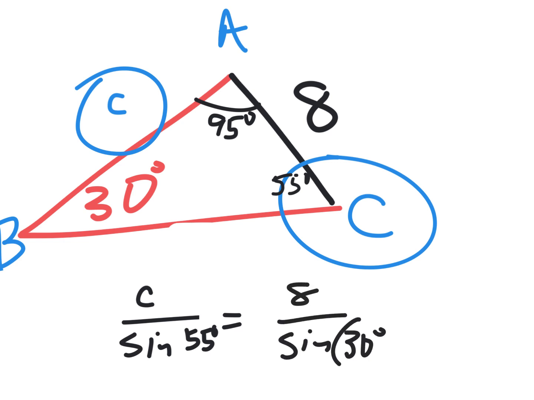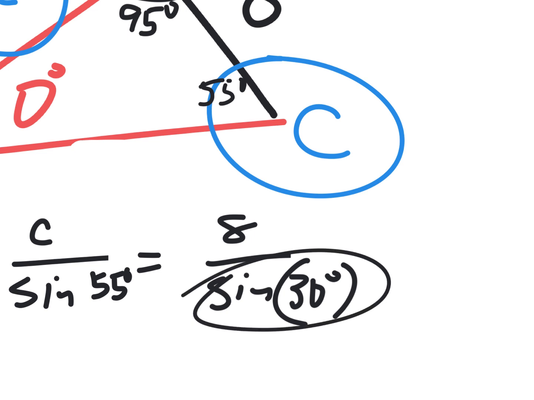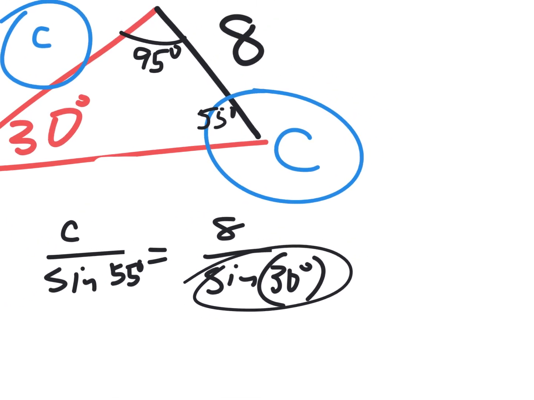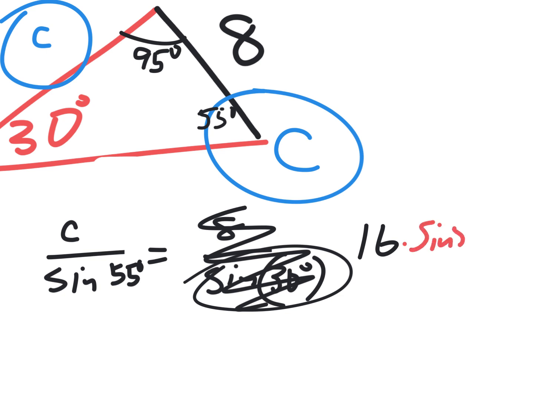And I know this one in my head. Sine of 30 is a half. You're going to find out that's super handy to know in your head. 8 divided by a half is 16. So then I go, this is all 16 over here, because I knew sine of 30 is a half. Memorize it. It'll come in handy. Then I'm going to times by sine 55.